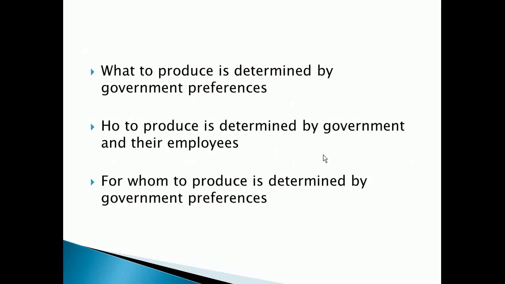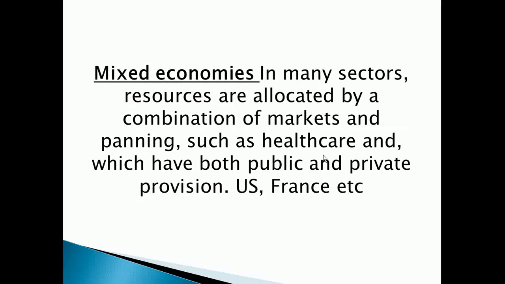These economies are characterized by coexistence of both the private and the public sector. In other words, all economic decisions are partly taken by the state and partly taken by the private entrepreneurs. Mixed economies have distinct public sector, where resources are allocated mainly by the government. We're talking about defense, police, fire services. In many sectors, resources are allocated by a combination of market and planning. For example, healthcare, we have both public and private sector provision. Education, there is both the public and the private sector provision as well.